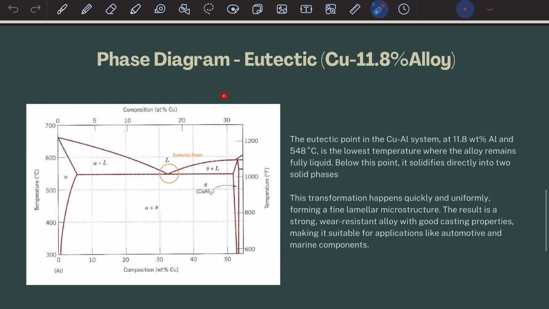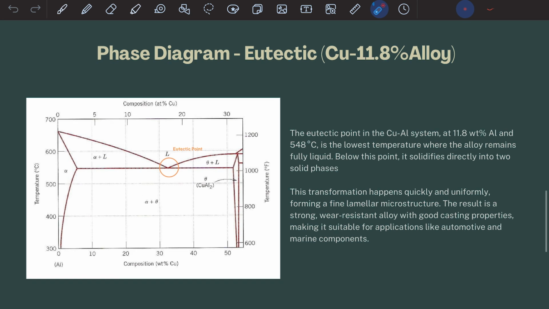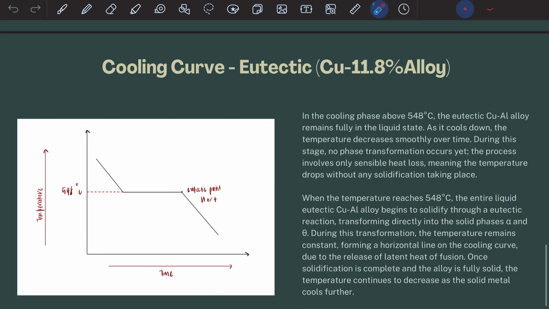Now, this is the phase diagram, and here is the eutectic point in this orange circle. The eutectic point in the cuprum aluminum system at 11.8% aluminium and 548 degrees Celsius is the lowest temperature where the alloy remains fully liquid. Below this point, it solidifies directly into two solid phases. This transformation happens quickly and uniformly, forming a fine lamellar microstructure. The result is a strong, wear-resistant alloy with good casting properties, making it suitable for applications like automotive and marine components. And then this is the cooling curve.